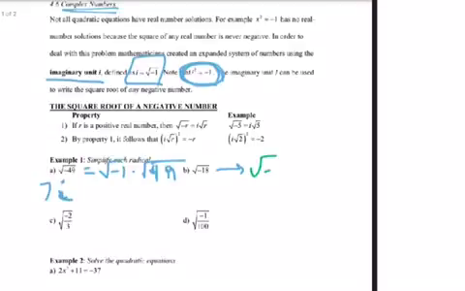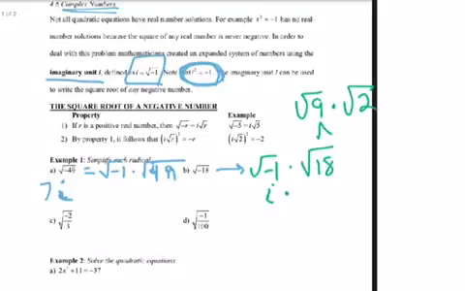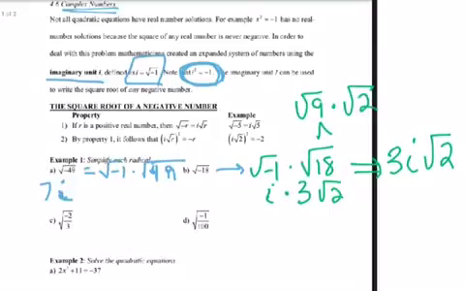So I've got the square root of -1 for the next one times the square root of 18. I'm going to call the square root of -1 i. Square root of 18 goes to the square root of 9 times the square root of 2. So that's 3 square root of 2. So we just write that as 3i square root of 2.